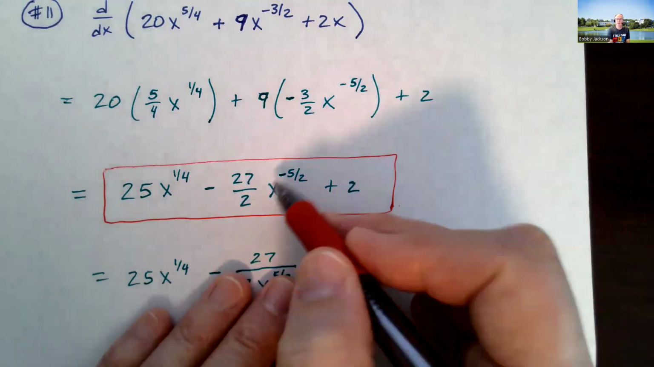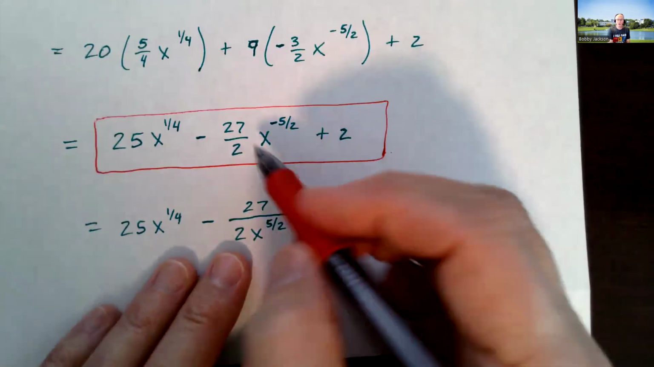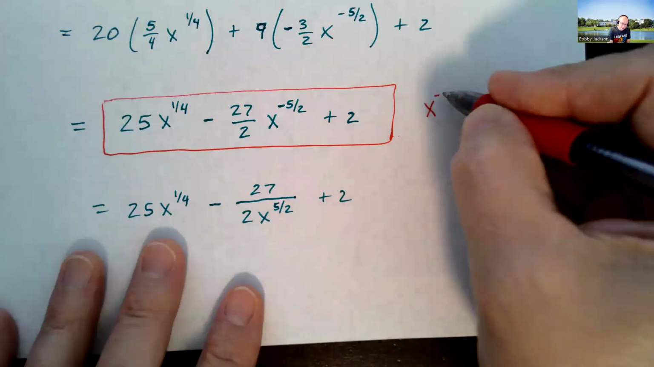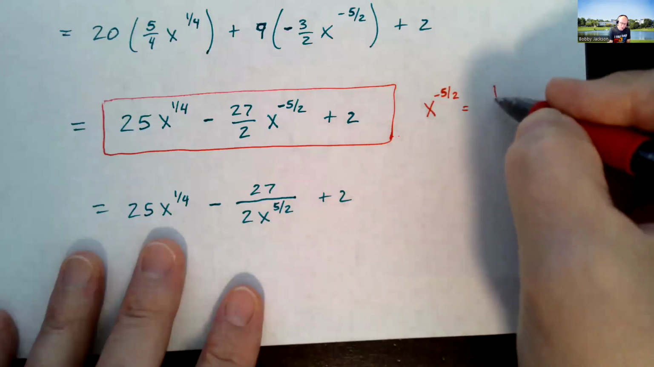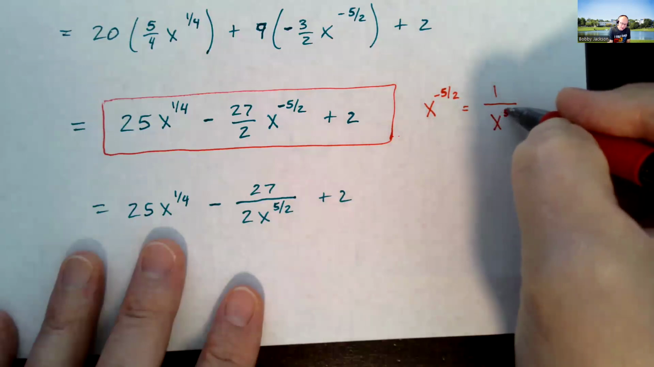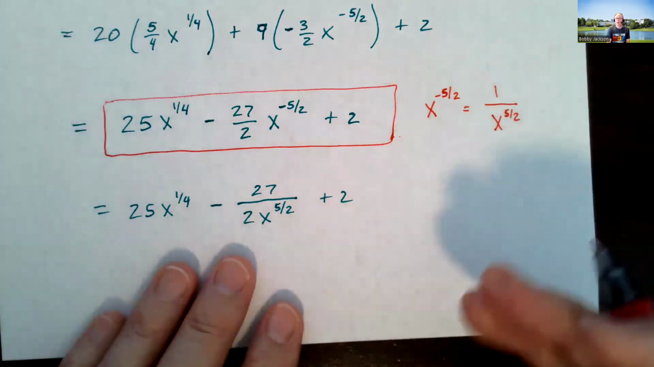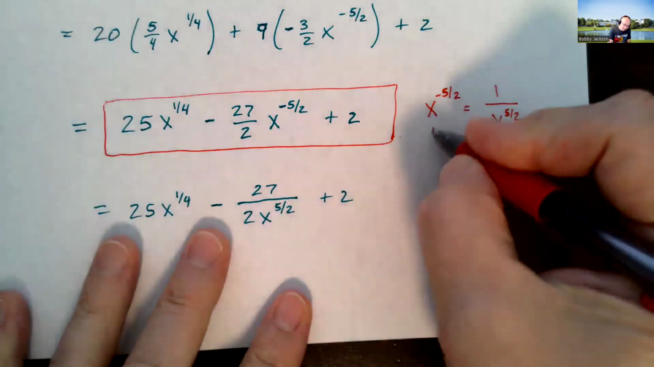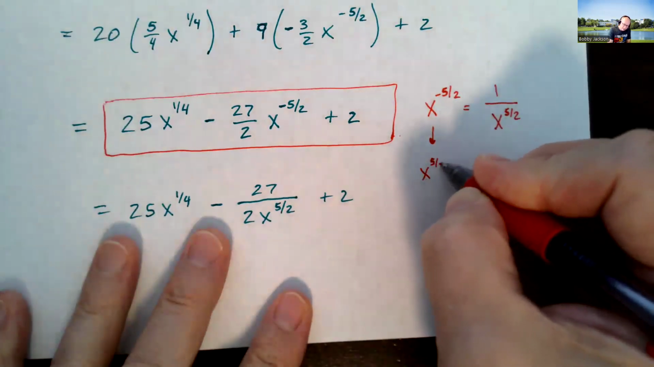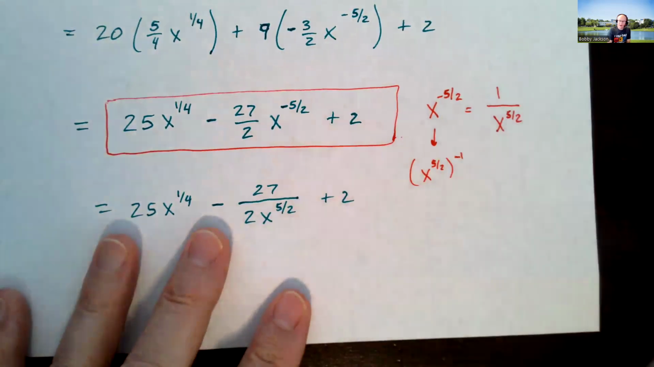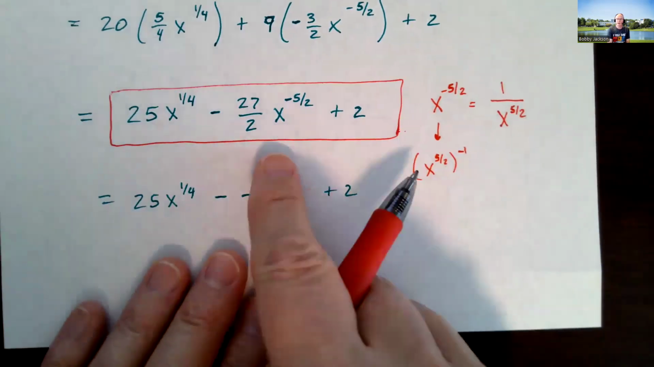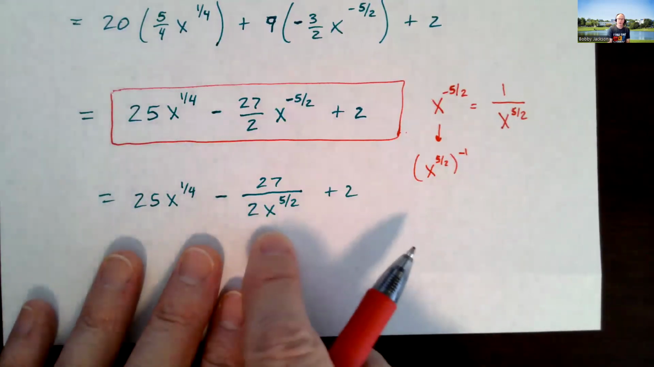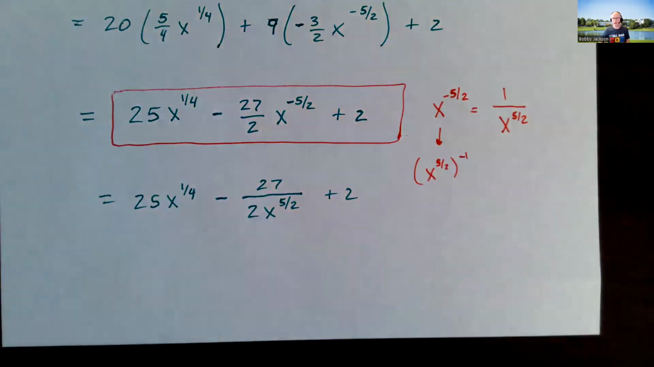So this is what Achieve wants. Now, sometimes I'll ask to write results without negative exponents, and how would you do that? Remember that x to the -5/2 is the same as 1 divided by x to the +5/2. So the negative exponent, -1 essentially means reciprocal, right? This is the same thing as x to the 5/2 raised to the -1 power. And -1 power means reciprocal. So if I do that and then multiply by -27/2, I get this. So this is sometimes what I ask for, but this is what they want in Achieve.